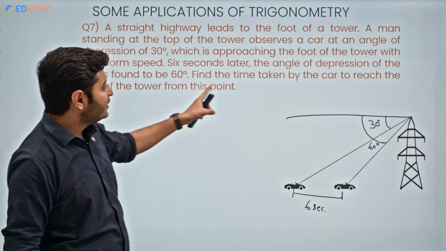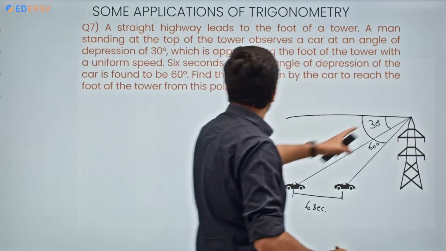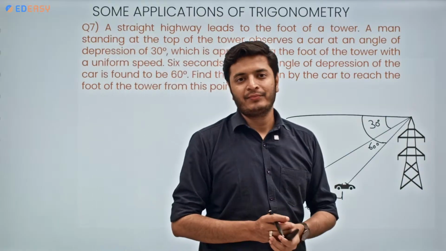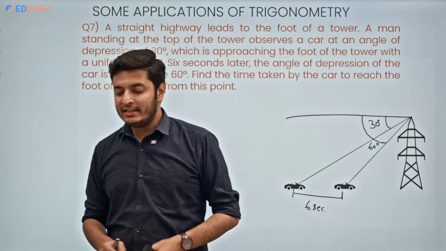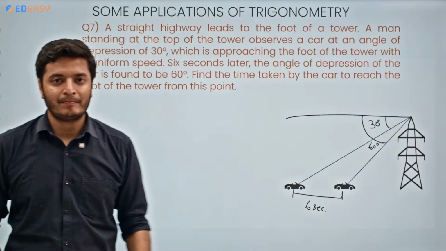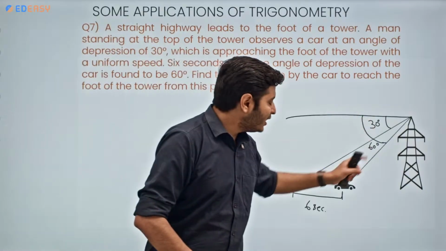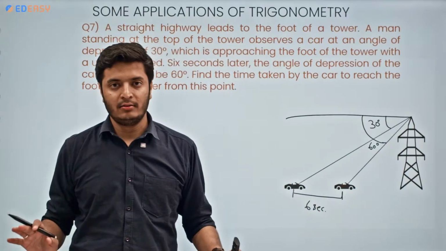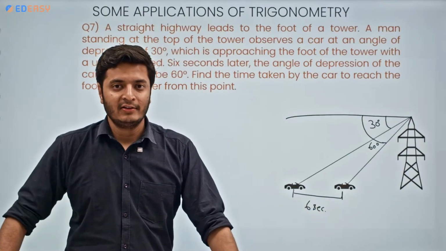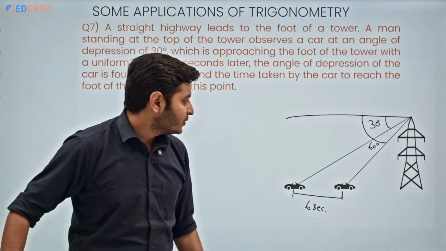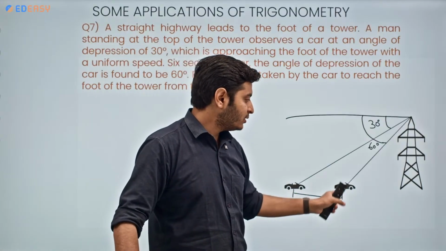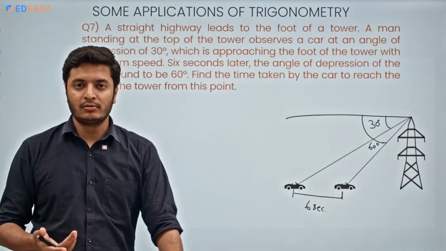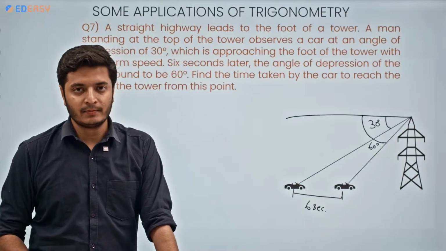Now, find the time taken by the car to reach the foot of the tower from this point. What is the major problem here? Angles are given, but no distance is given. Nothing. Not the height of the tower, no distance between the car and the tower, or the distance between the cars also. Nothing is given in terms of distance.